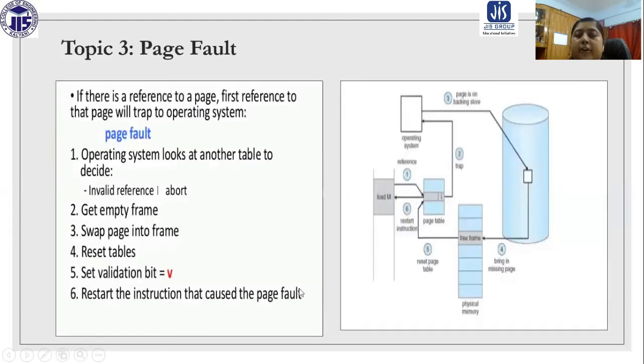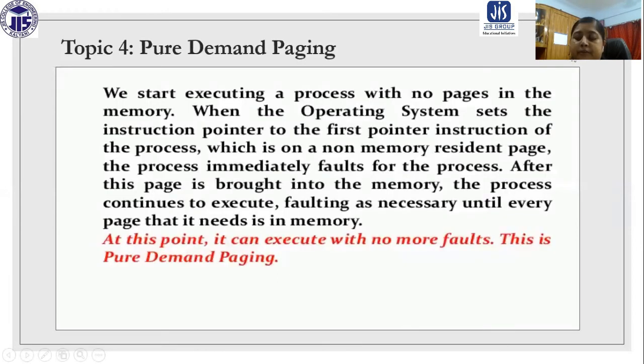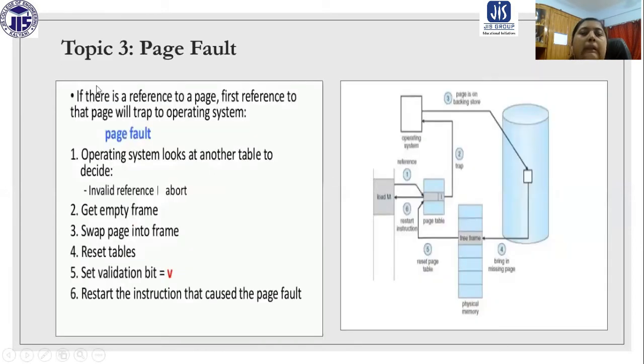So from this figure you can clearly have an idea how the page fault is going to be handled. Here you can see whenever there is a reference to a page, the first reference will trap to the operating system, then the page fault occurs. Okay, then what does the operating system do? The operating system looks at another table to decide. Here it is invalid, so it is aborted.